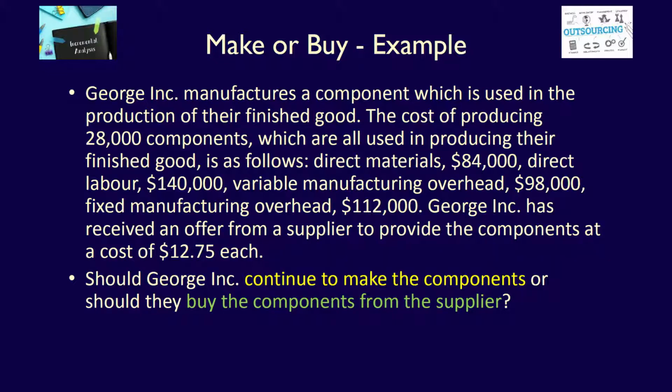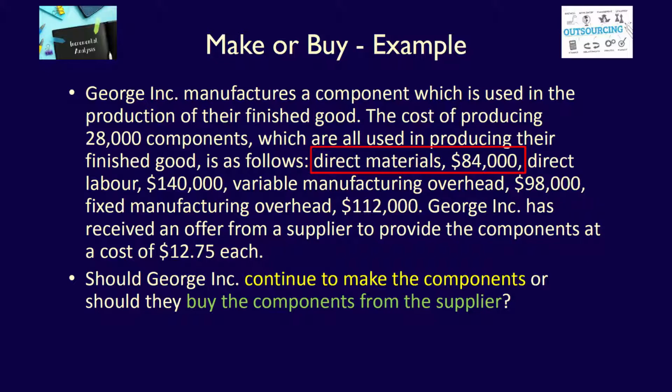Step 2 is to determine which costs are relevant. Remember that relevant costs are ones that change between alternatives and are future costs. Let's analyze each cost individually and indicate if it applies to the make or the buy decision. We'll highlight costs which are incurred to make the component in yellow and the costs incurred to buy the component in green.